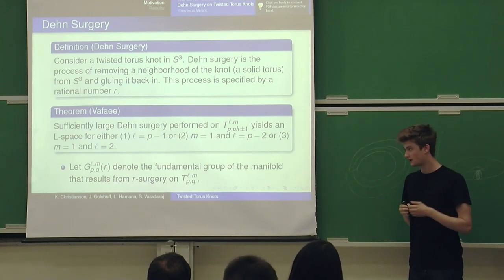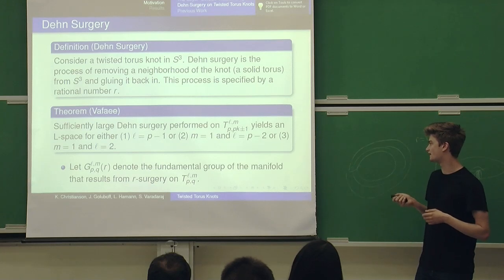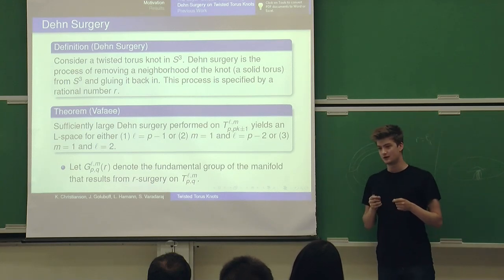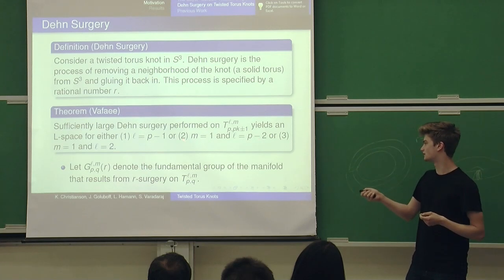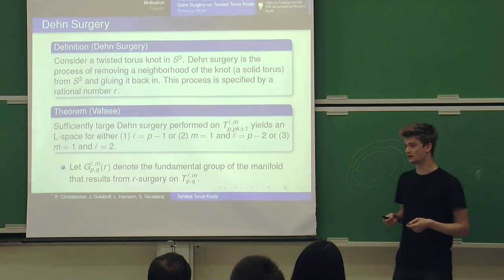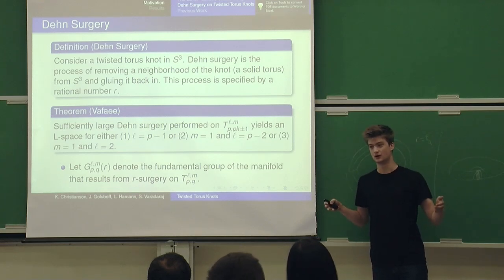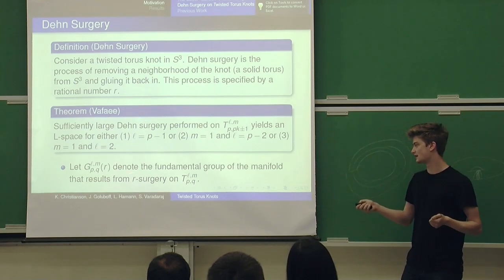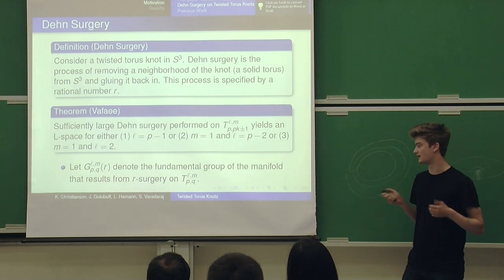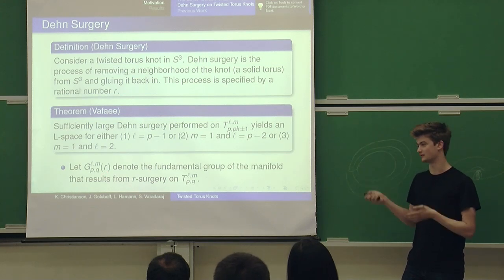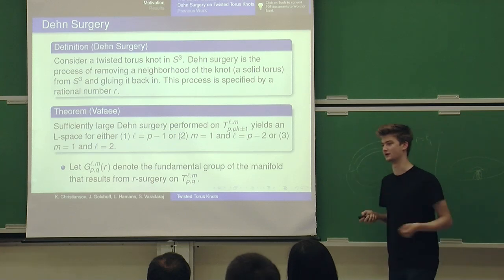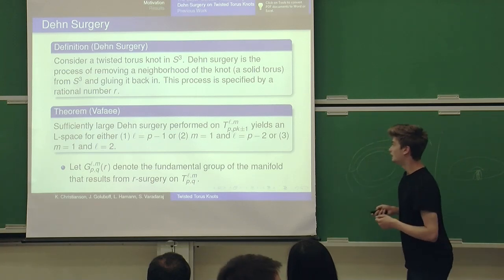So in a recent paper by Vafaee, he showed that if you pick a sufficiently large rational number r and twisted torus knots of these forms, you will in fact get some of the L spaces that we are looking for. So the goal of our research is to basically obstruct the left-orderability of the fundamental groups corresponding to these 3-manifolds, which we denote S^3_r(K(p,q;L,N)). r is the rational number from Dehn surgery.